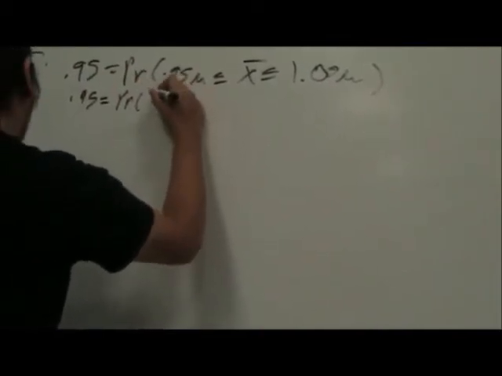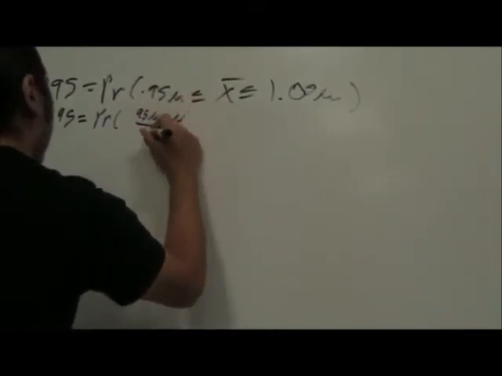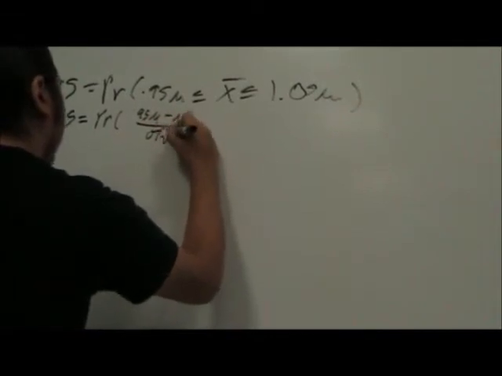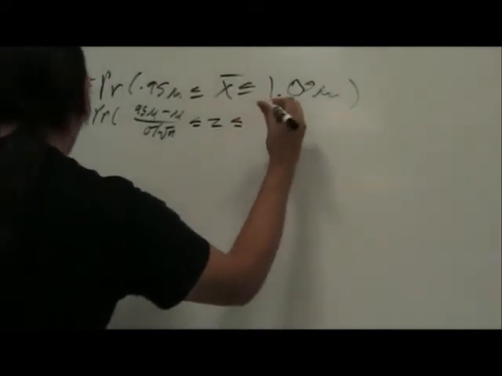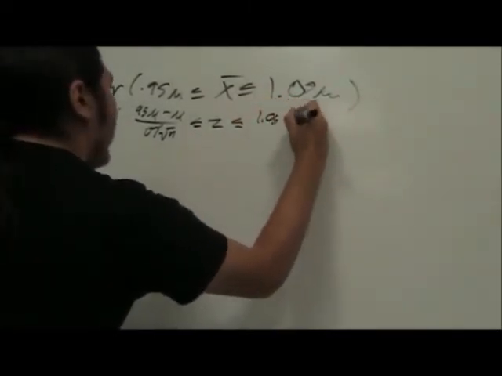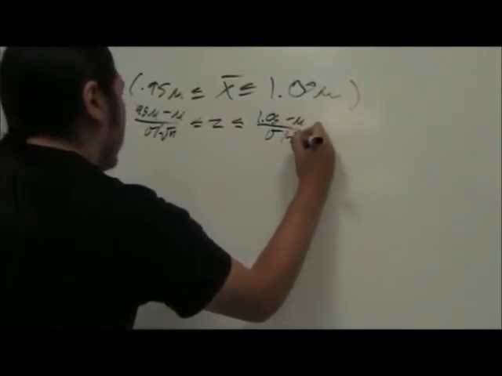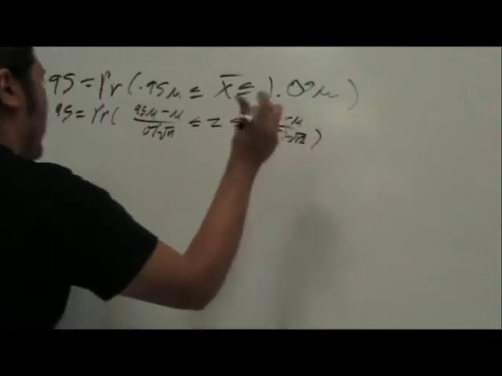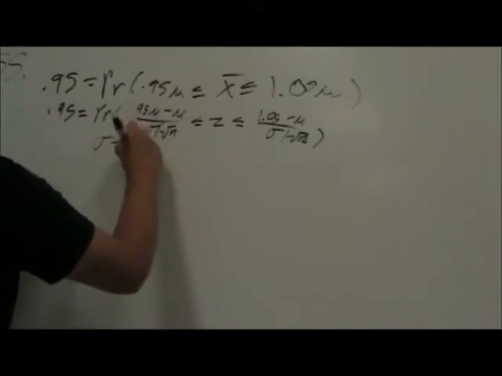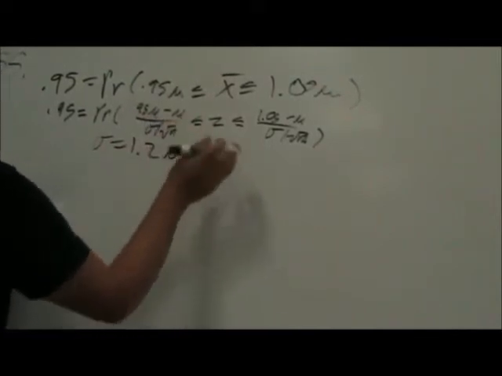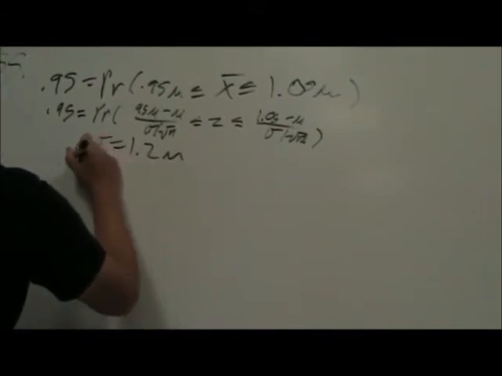Then you standardize that and you get 0.95 is equal to the probability of (0.95 mu minus mu) over (sigma over square root of n) less than or equal to z, which is less than or equal to (1.05 mu minus mu) over (sigma over square root of n). And from the given information, you know that sigma is equal to 1.2 mu. So I'll just go ahead and plug that in and make necessary adjustments.